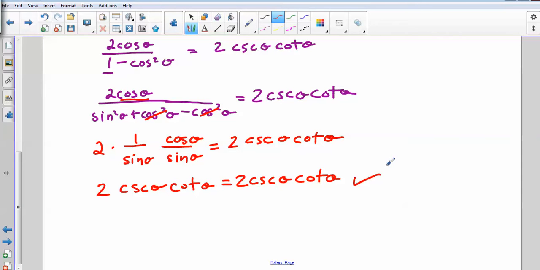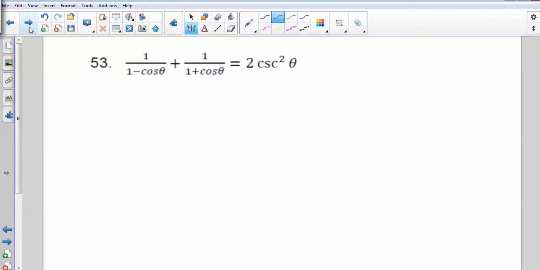Okay, let's do one more before we switch to the next video. Okay, 53 is another common denominator problem, and I want you to remember to try this problem now that you know the strategy of common denominator before you watch this one. So the first fraction is missing the 1 plus cosine theta, so I'm going to put 1 plus cosine theta over 1 plus cosine theta.